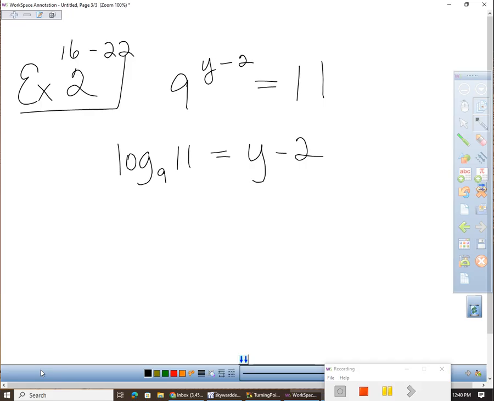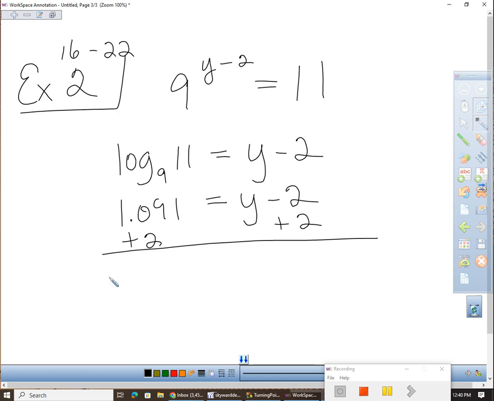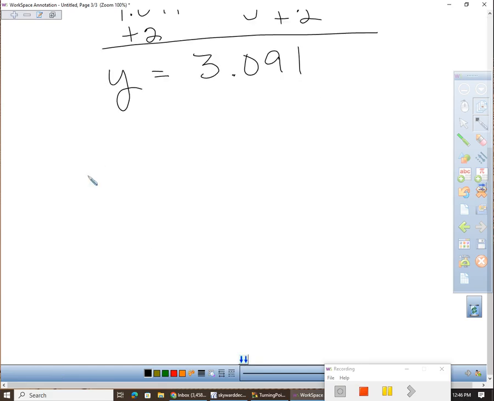Now you go to your calculator. You find out what log base 9 of 11 is. So 1.091 equals y minus 2. To solve for y, we're going to add 2 to the other side. I get y equals 3.091. Try another one. All right, it's the same thing.